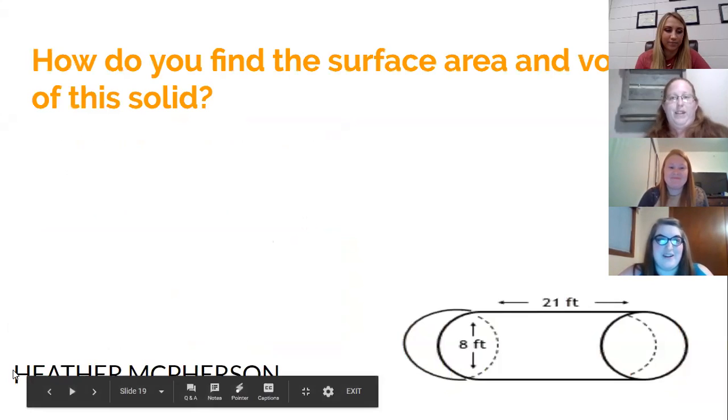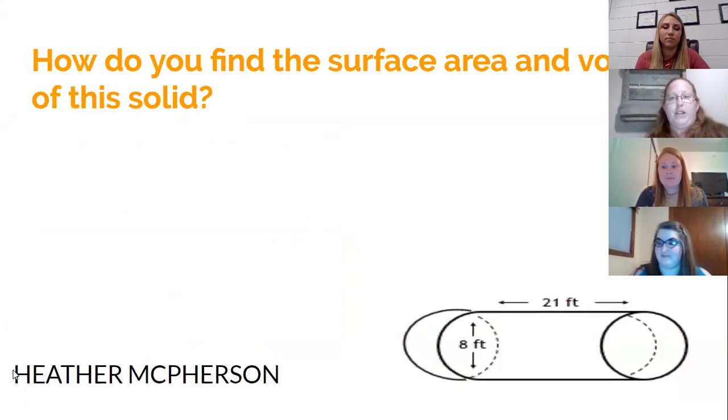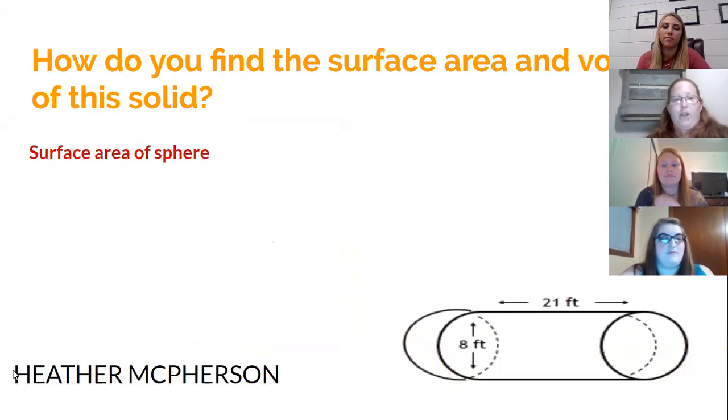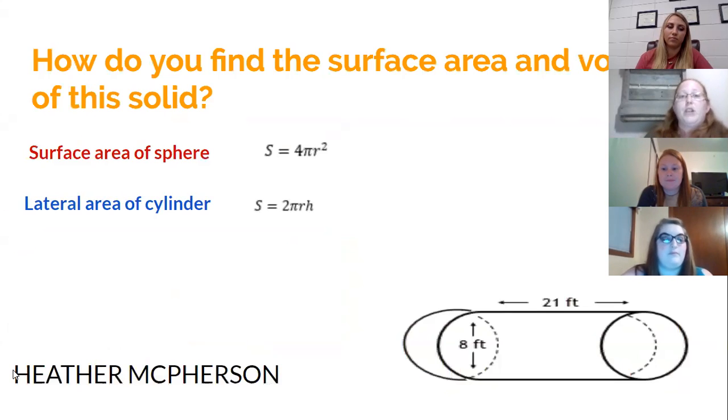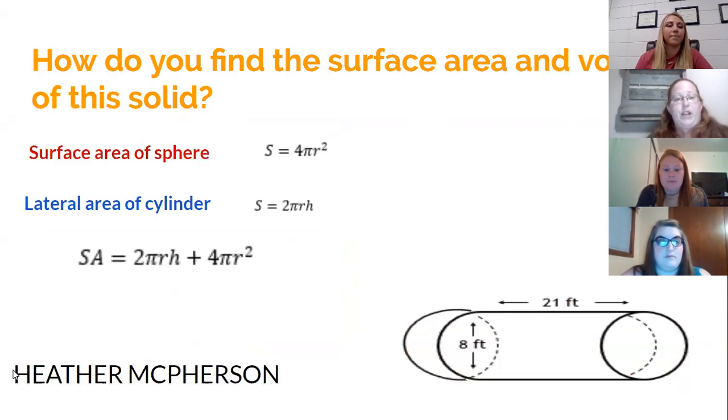Heather, what do we have here? So here we have a cylinder shape, and we're wanting to find the surface area and the volume of the solid. So we're going to have 2 different equations in order to find the surface area. You'll have the surface area of the sphere, and then you'll have the lateral area of the cylinder. So like I said, there's 2 different shapes in the solid. So you'll put those together, and you're going to have the surface area equals 2 pi r h plus 4 pi r squared. R is your radius, and your diameter is 8 feet, and your diameter is just twice your radius. So divide 8 by 2, and you get 4 feet.